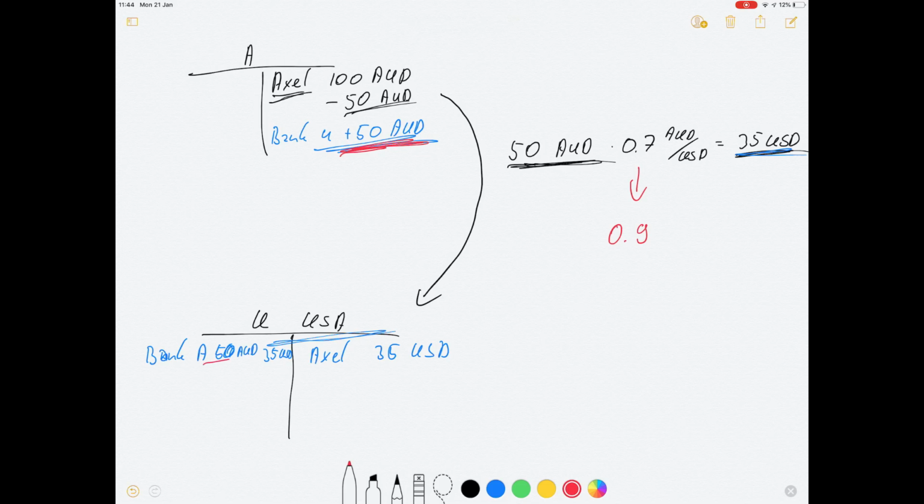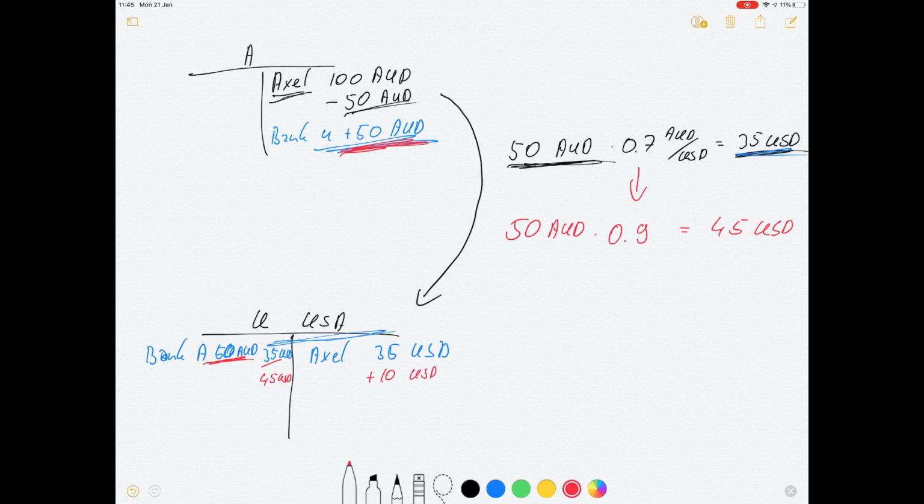And we can see that here too, because now 50 Australian dollars are worth the equivalent of 45 US dollars. So these old 35 US dollars now became 45 US dollars because the asset has appreciated. Basically that means the equity and profits increased by 10 US dollars over here.